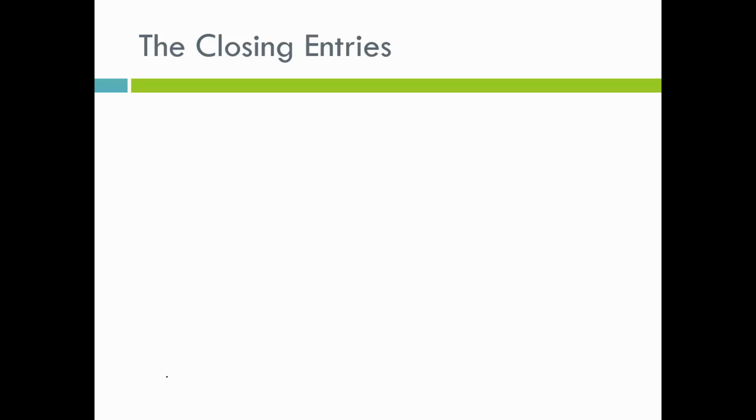So the closing entry, there are 4 journal entries, and I think they're easier than the adjusting entries because it's the same every single time. So the first thing I do is I close the revenue account, if I have more than one, or if I just have one. Close revenue to income summary.